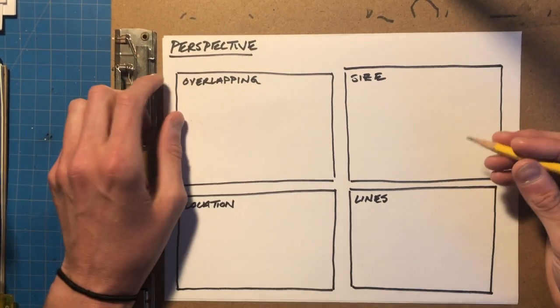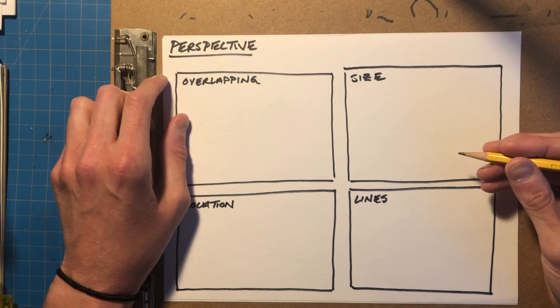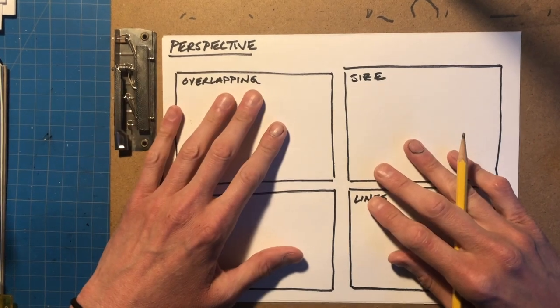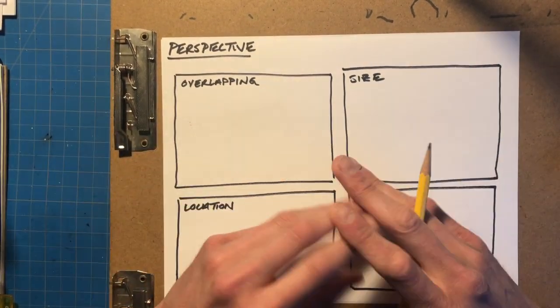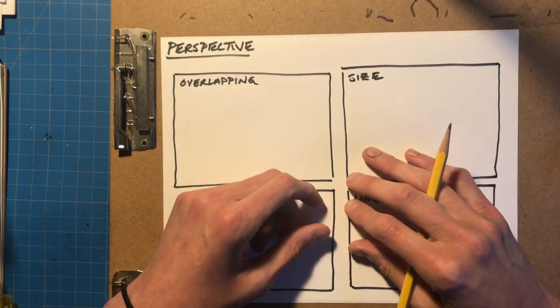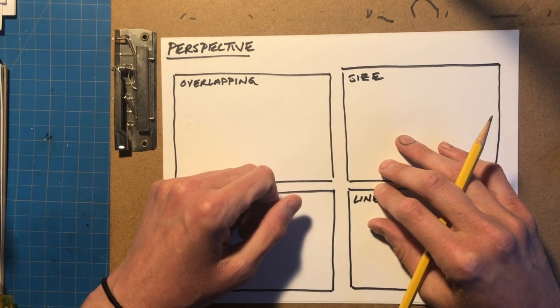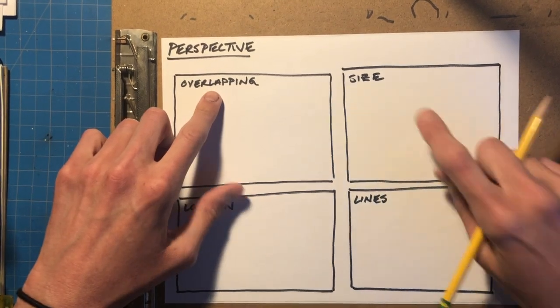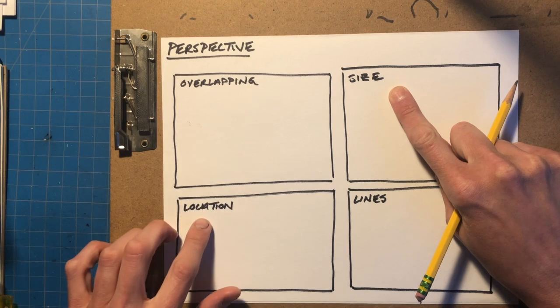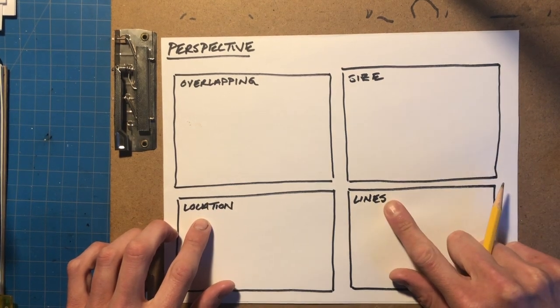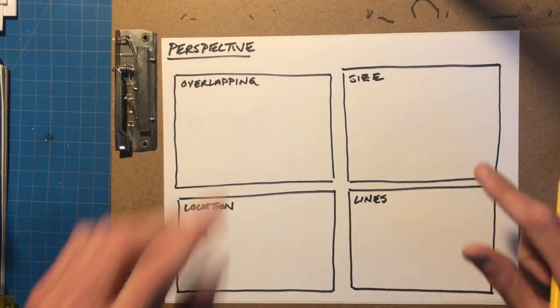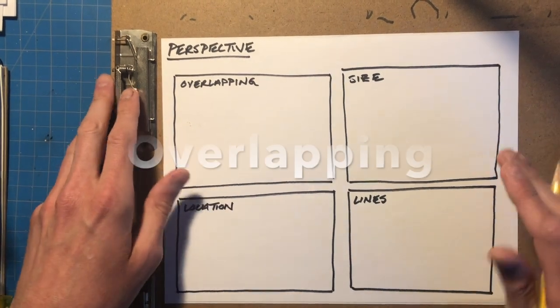We've practiced using a one-point perspective in our 3D fragment drawing, and that was to create a sense of depth for an object in 3 dimensions. Now we're going to be thinking about some simpler strategies called overlapping, size, location, and then lines. And we'll start with overlapping.